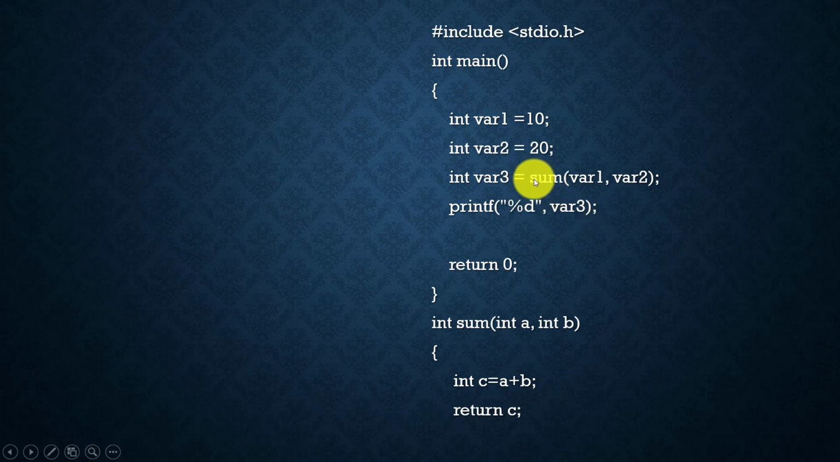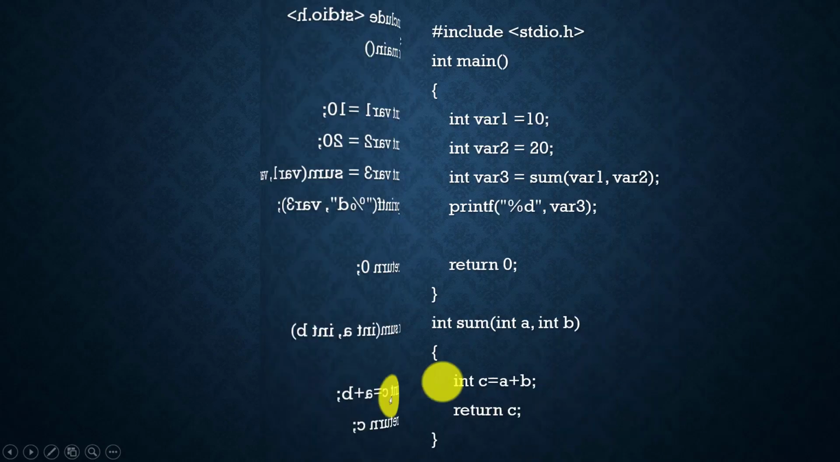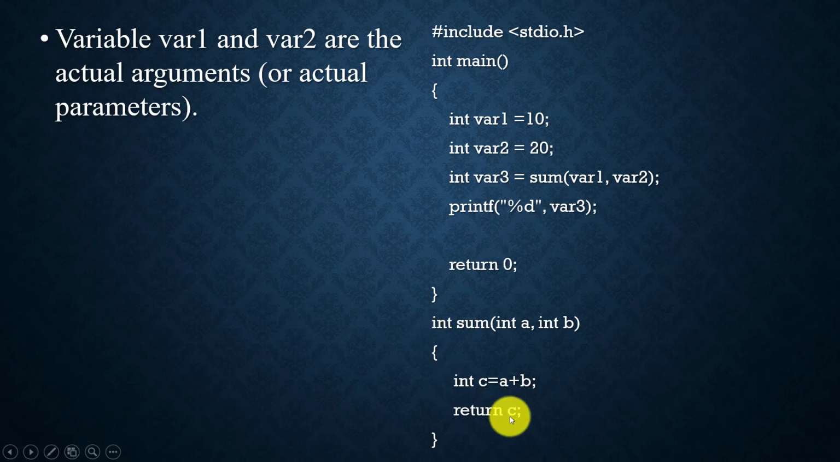While we call a function and the compiler gets this function call, the control jumps to the definition part of the function. This particular part is nothing but the function definition. Inside the function definition we execute some statements and return something. This function definition returns the result, and it is stored in variable 3. Now this is called a formal parameter.